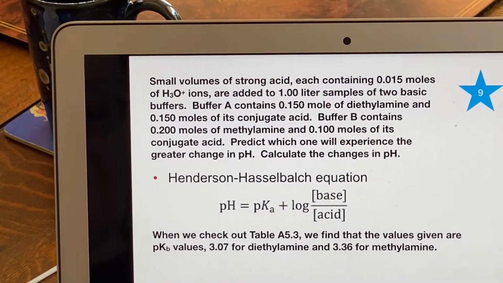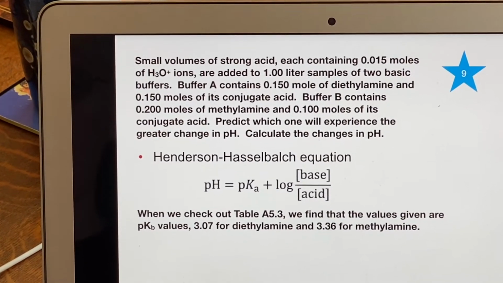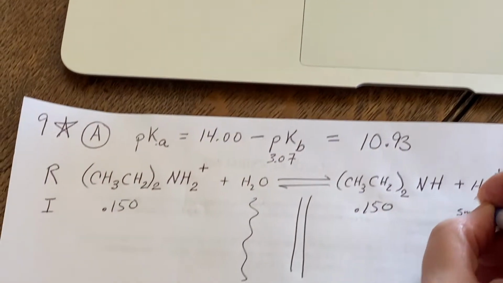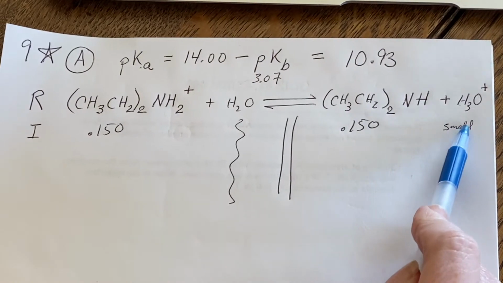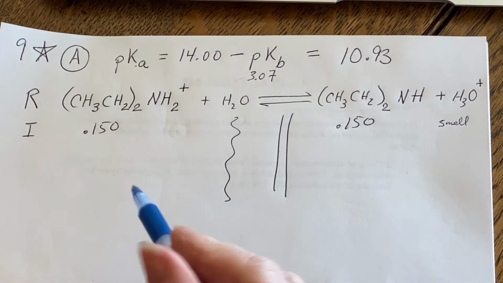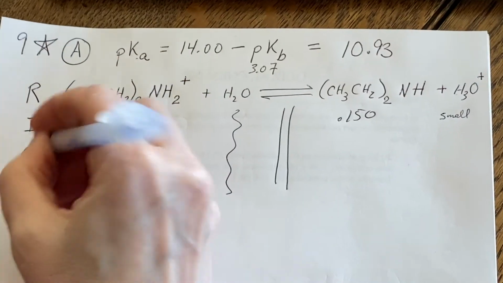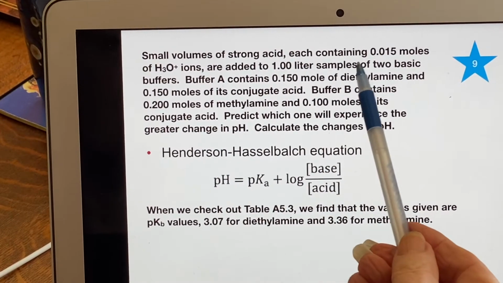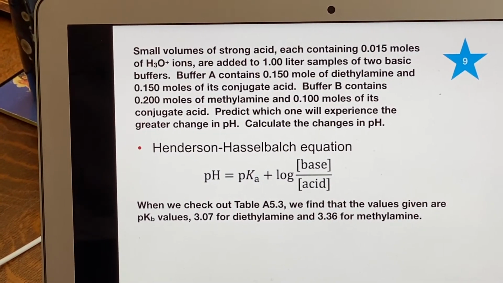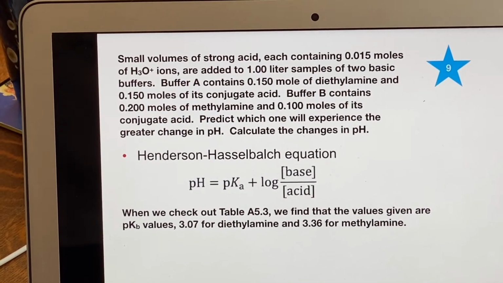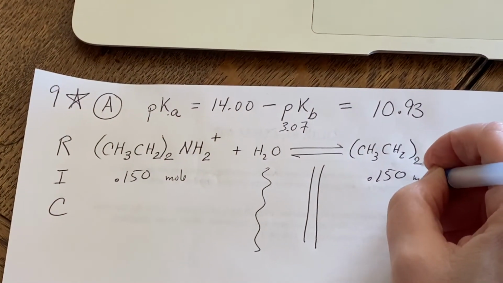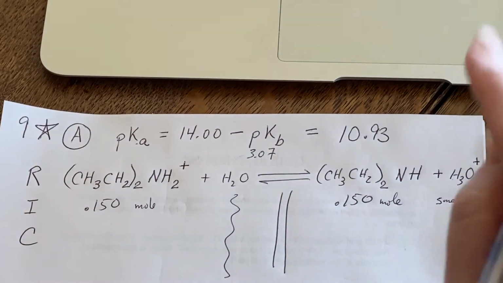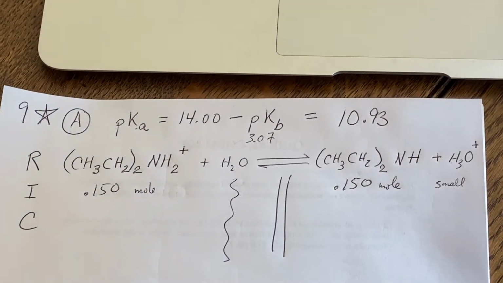So there's my water, and then there's this. Well, it's small. We know it's really small because the pKa is almost 11. That's like 10 to the minus 11th, really small compared to this. Now we're finally in a position to add this small volume of strong acid. Why did they bother to say it's a small volume? They didn't want me to worry about doing this in terms of molarity. They want me to just say it's moles.